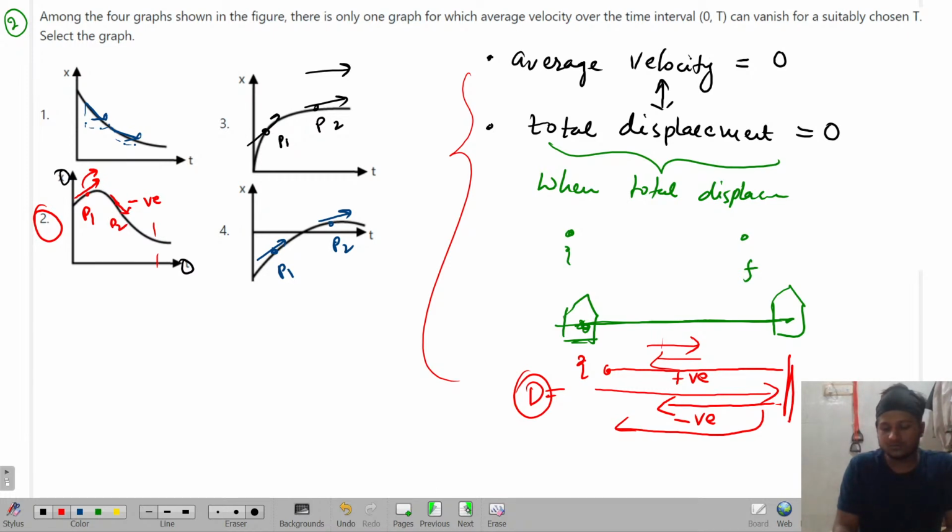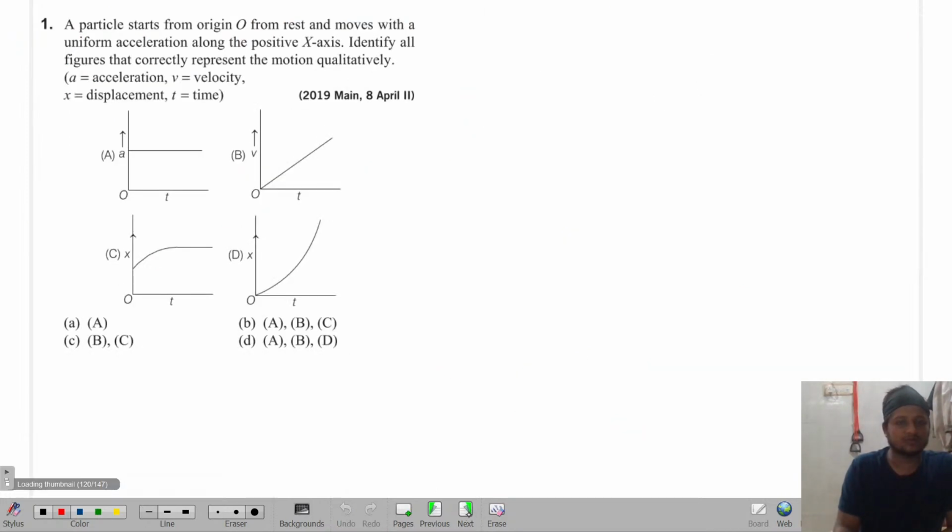Now let us move to previous year JEE Mains. First question of previous year JEE Mains. Look over here. A particle starts from origin O, from rest, and moves with a uniform acceleration along the positive x-axis. Identify all the figures that correctly represent the motion qualitatively.